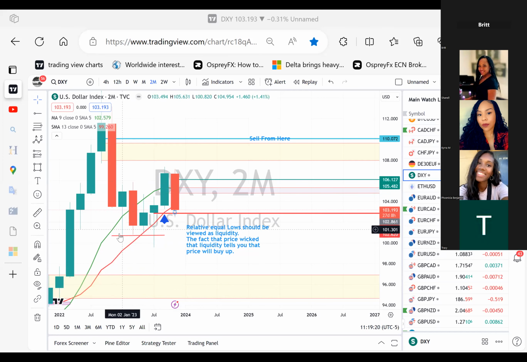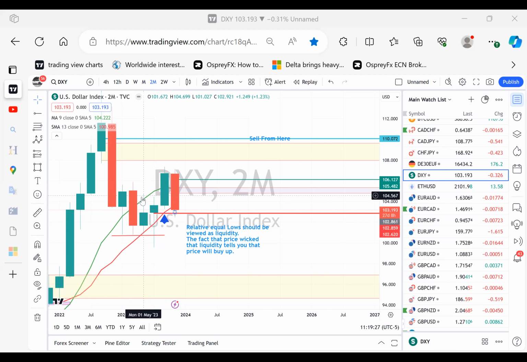You know how support and resistance people are. Here's support, I'm buying. Here's resistance, I'm selling. They're making all that money, and then the support gets run through.